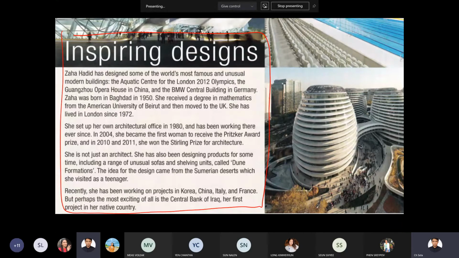In 2004, she became the first woman to receive the Pritzker Prize, and in 2010 and 2011, she won the Stirling Prize for Architecture. She is not just an architect, she has also been designing products for some time, including a range of unusual sofas, shelving units called dome formations. The idea for the design came from the Sumerian desert, which she visited as a teenager. Recently, she's been working on projects in Korea, China, Italy, France, but perhaps the most exciting of all is the Central Bank of Iraq, her first project in her native country.